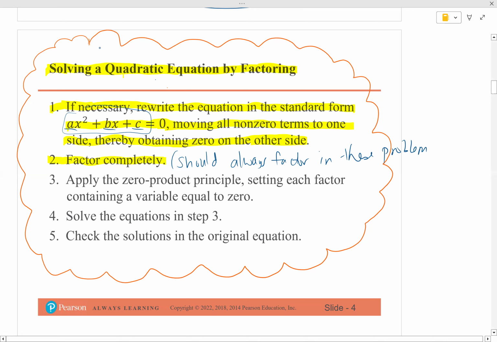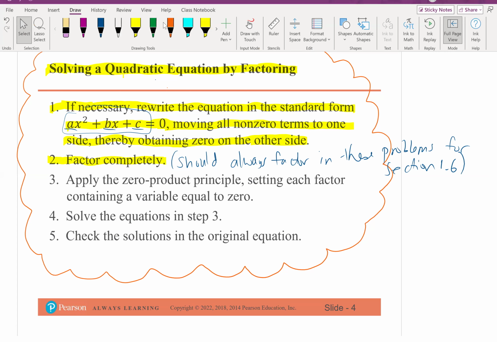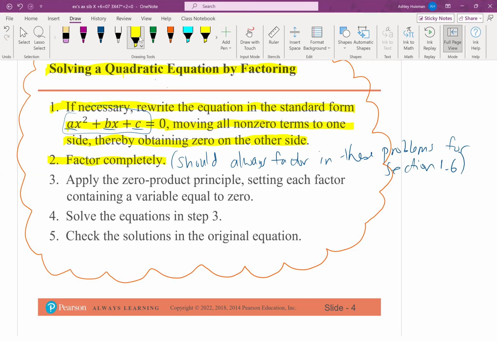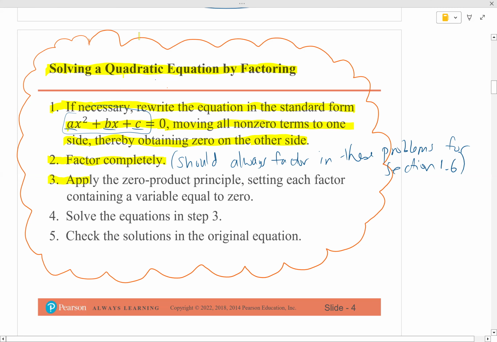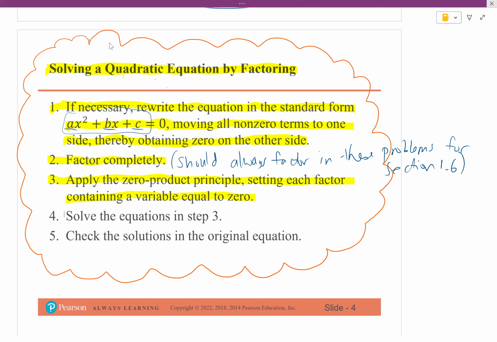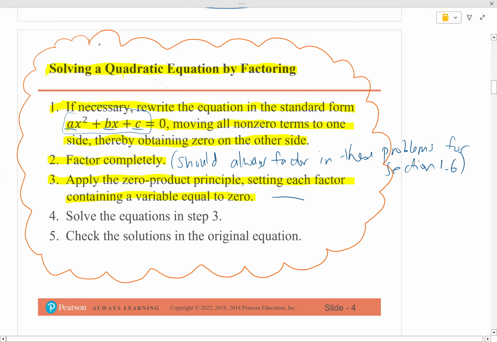Yeah, like I said, this is section 1.6. But in the future sections, we'll see what to do if it doesn't factor. There's other techniques we can use. But once you factor, kind of like we mentioned, we're going to apply the zero product property or principle, setting each factor containing a variable equal to 0. So notice they said setting each factor containing a variable equal to 0.